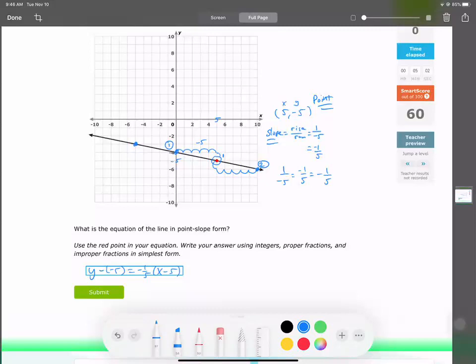Let's do one more. Okay. This is our y value. If you want, you could write y plus 5 instead, because negative is a positive. Okay, we can always simplify that.